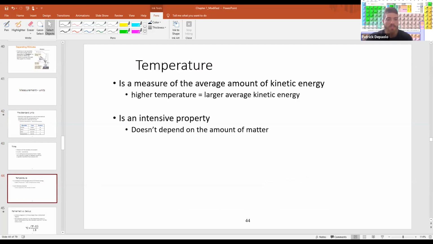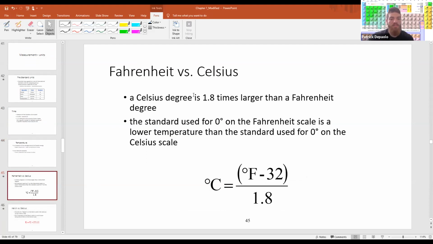Temperature, we talked about temperature a little bit. So the higher the temperature, the larger the average kinetic energy. In other words, temperature is the average amount of kinetic energy. It's a measure of it. So the more speed of your molecules, the hotter they are, the more thermal energy they have.